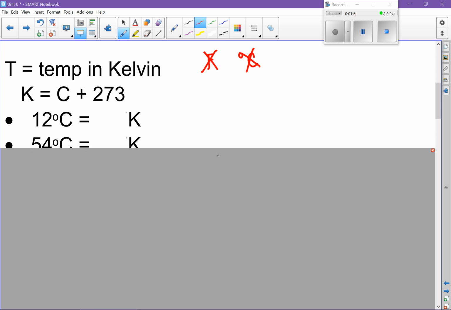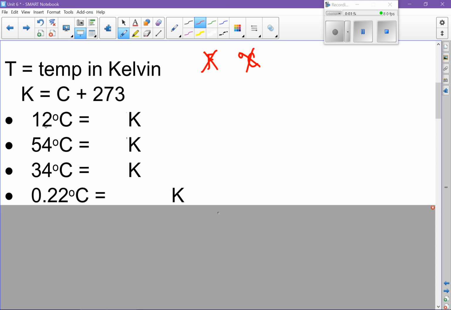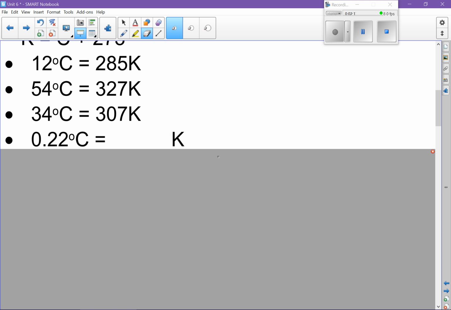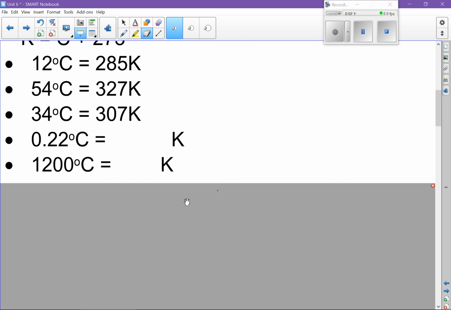So let's try a couple here. If I take 12 and just add 273, I get 285. Same thing, 54 plus 273 equals 327. The next one, 34 plus 273 is 307. Try the last two and then compare. Let's see if you can convert to Kelvin.